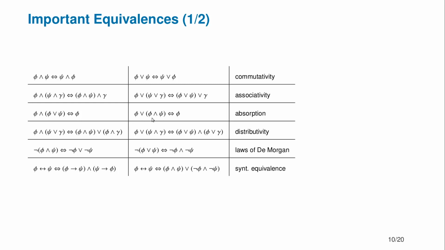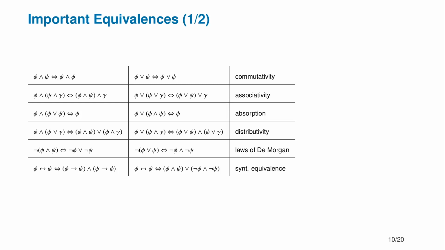Dual version for the disjunction. If we have phi and (psi or gamma), then this is the same as (phi and psi) or (phi and gamma). So this is distributivity. Then a very important property is given by the laws of De Morgan. If we have not (phi and psi), then we can shift the negation inside and get not phi or not psi. Same for not (phi or psi).